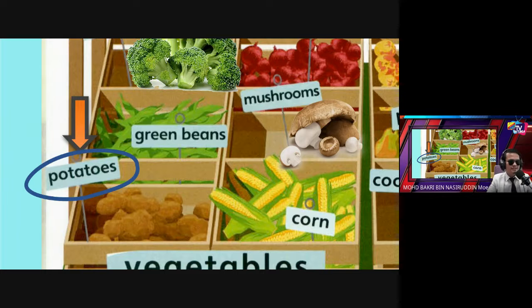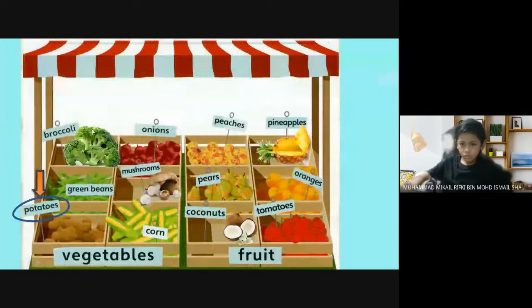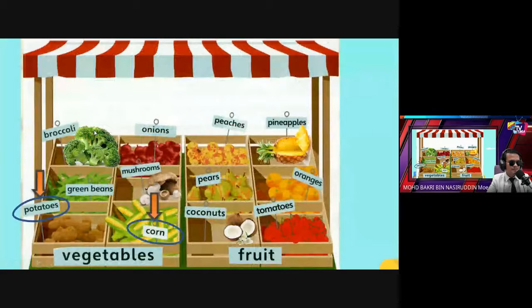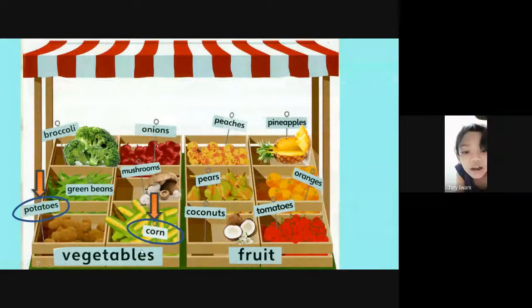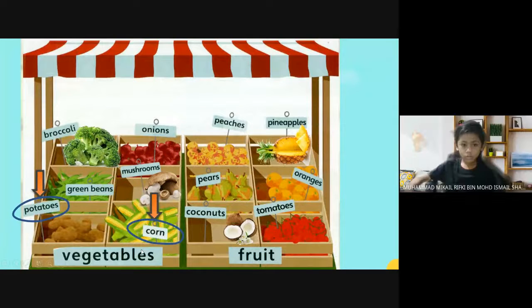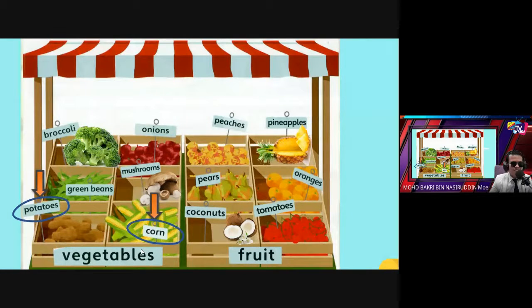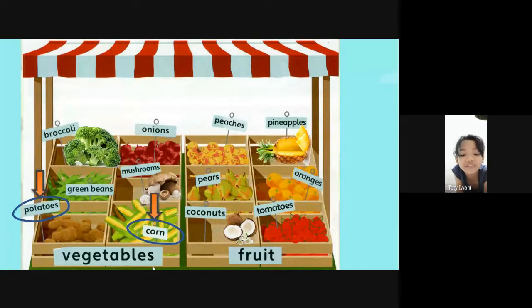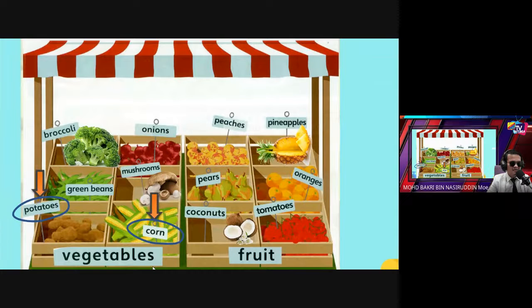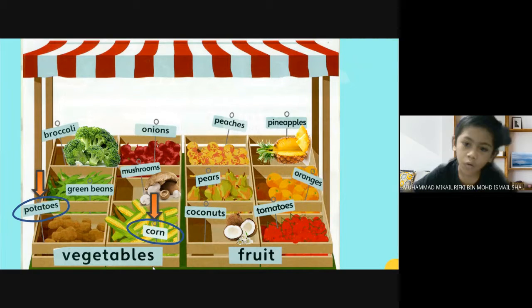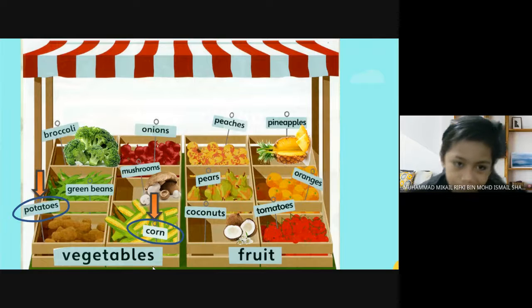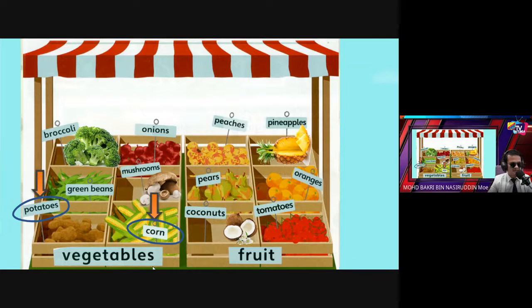Okay, kita pergi tengok seterusnya. What is this? This is corn. C-O-R-N. Corn is my favorite vegetable. Corn, jagung. Kalau suka awak kena sebut, I love corn, ataupun corn is my favorite vegetable. Very good, Mikael. Very good, everyone.